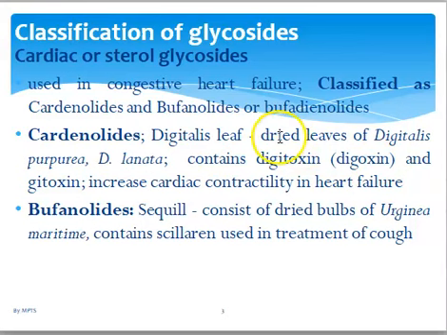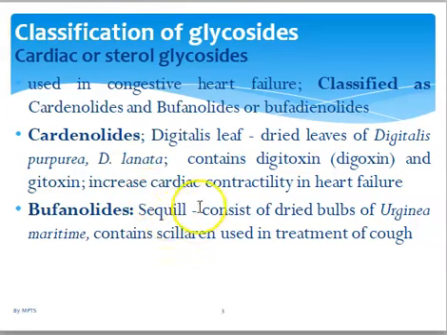We have cardiac or steroid glycosides. These are used in congestive heart failure and classified as cardenolides and bufadienolides. The cardenolides are from the leaves of Digitalis purpurea and Digitalis lanata. As I have said, I'm just explaining the plants, but you need to know the description of the lanata and the purpurea, how they are structured. They contain digoxin and digitoxin, which are used in heart failure to increase cardiac contractility.